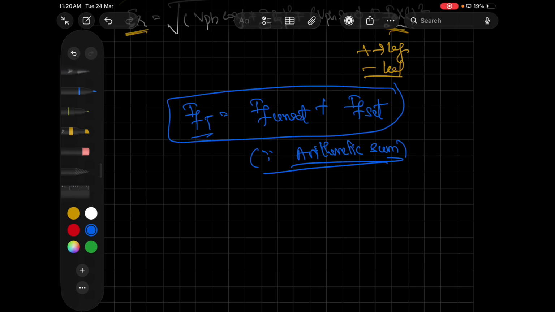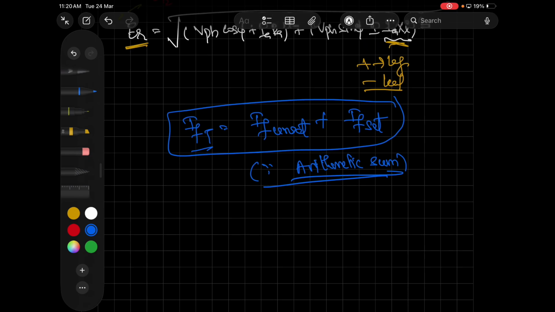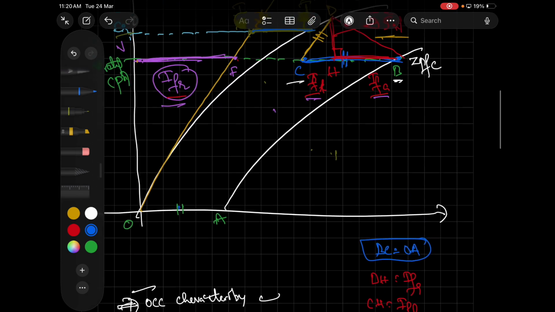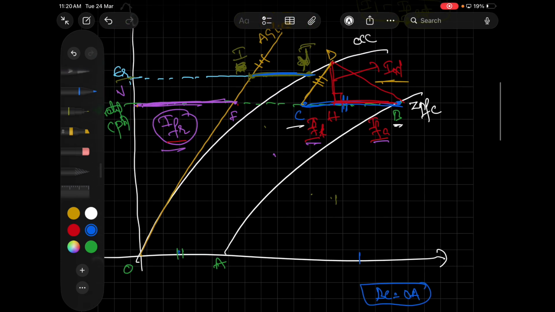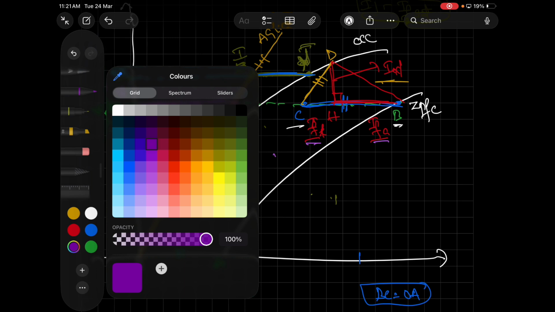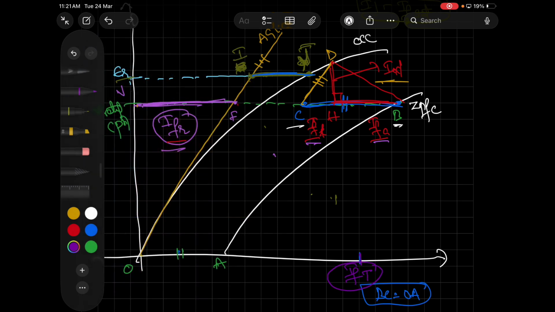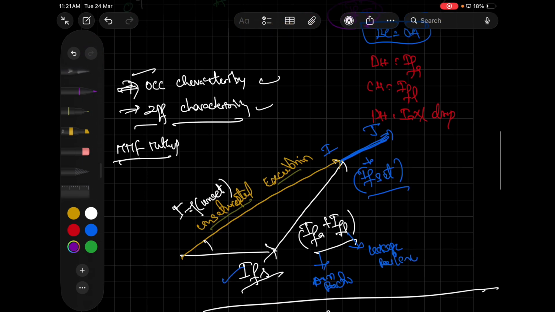When we got IFT here, what am I supposed to do? Whatever the corresponding IFT that I got, I need to represent it. I will change one more color here. I need to represent this as IFT on the x-axis. From there, what should I do? Draw a dotted line onto the OCC. Once I have measured this IFT, IFT is the final field current to get the E0 here. From the OCC, draw a dotted line onto the y-axis, and this point will be E0.